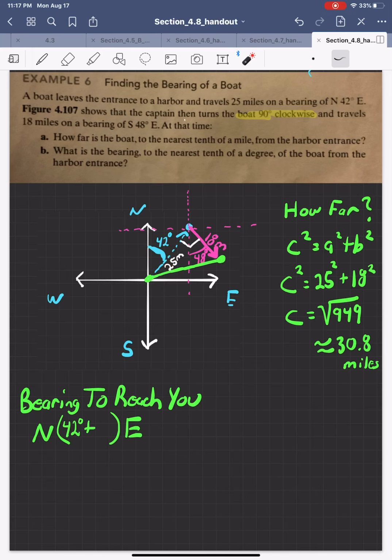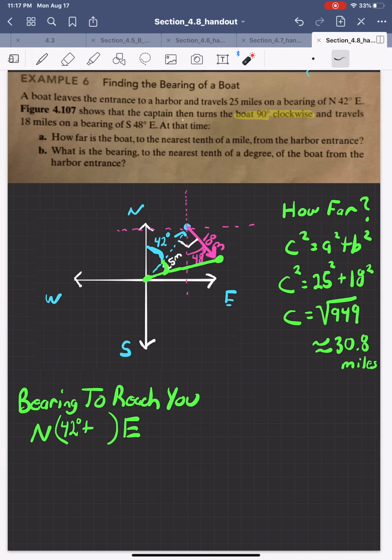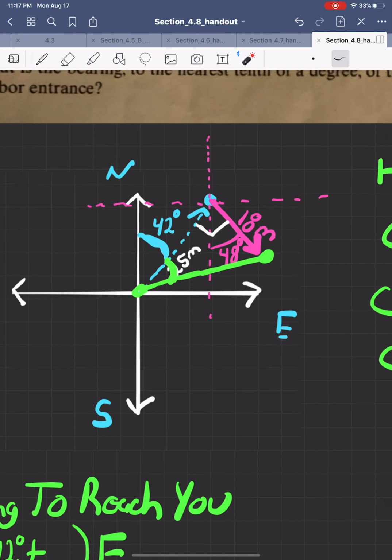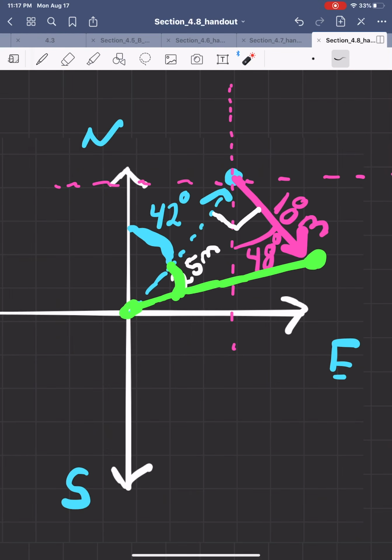All right, so the game that we're going to play is, can we figure out this angle right here? Can we figure out this angle? Okay, how do we do that? Let me see if I can zoom in a little bit. I hope that is okay on your screen. So this is the angle that we're trying to get. So how are we going to do that?